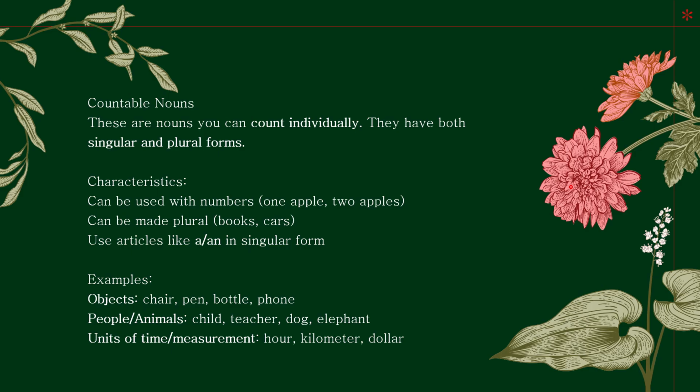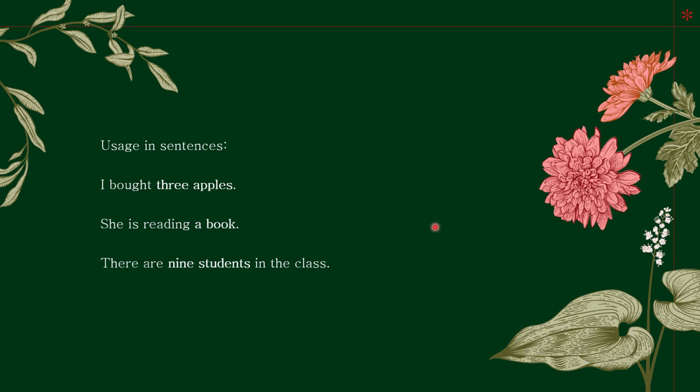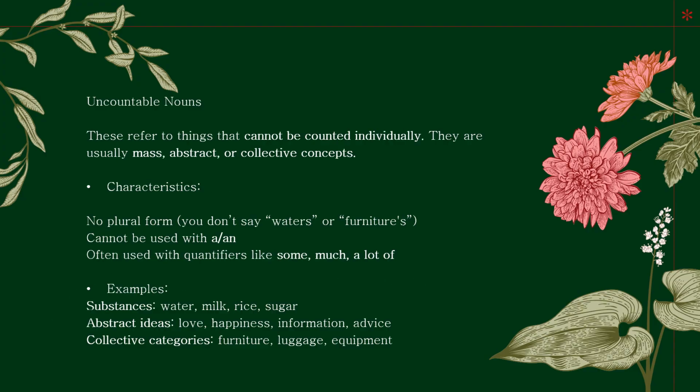So the examples of countable nouns are chair, pen, bottle, phones, and also people and animals like child, teacher, dog, elephant, and also you have units of time and measurements like hour, kilometer, dollar. And here is the usage. I brought 3 apples. She is reading a book. There are many students in the class.